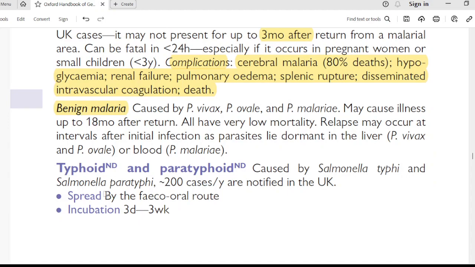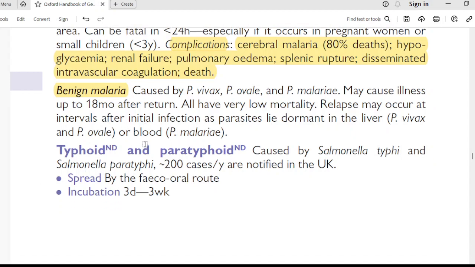Benign malaria caused by P. vivax, P. ovale and P. malariae may cause illness up to 18 months after the return. All have very low mortality. Relapse may occur at intervals after initial infection, where parasites lie dormant in the liver, P. vivax and P. ovale, or in the blood, P. malariae.